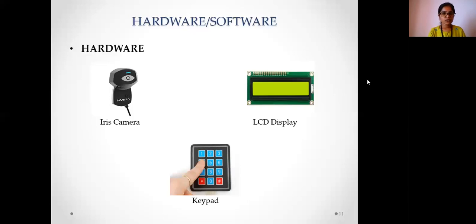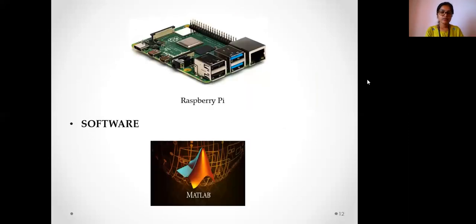The hardware components used in our project are an iris camera, LCD display, keypad, and a processor. The iris camera is used to capture the iris image, the LCD display is used to show the output whether the template is matched or not matched, and the keypad is used to enter the key values. The processor that we are using in our project is Raspberry Pi. Using this processor, we implement the transformation algorithm.